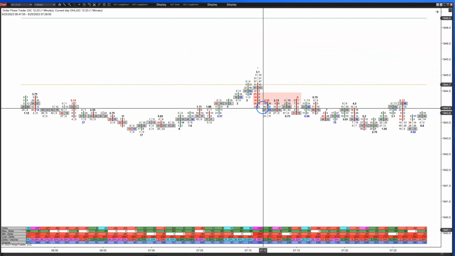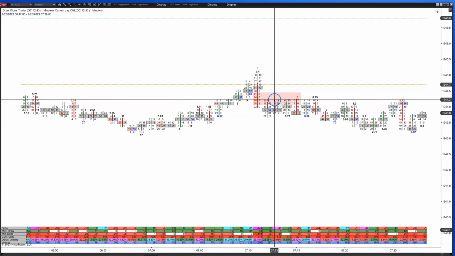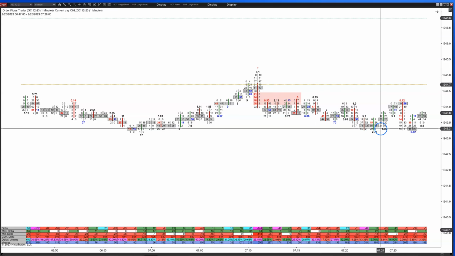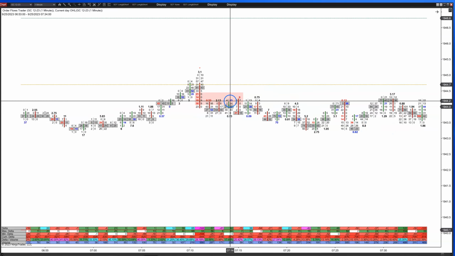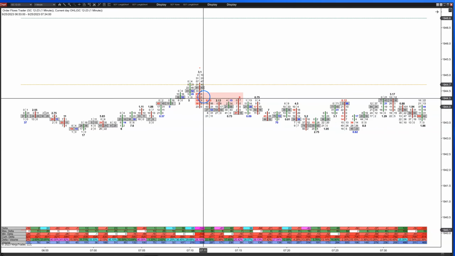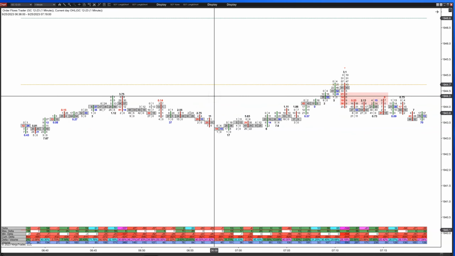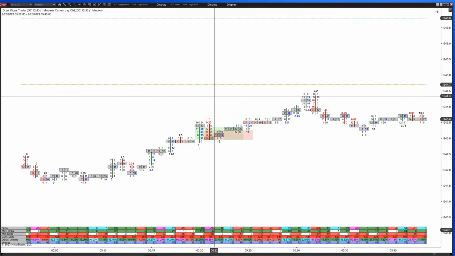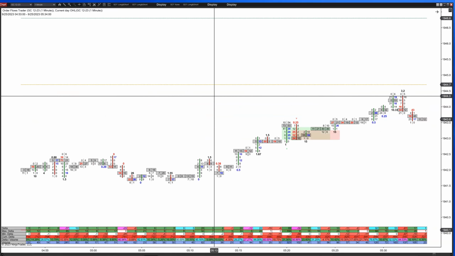Okay, here, another one. Stack selling imbalance. We're testing it. We're coming back inside, and then we sell off. It's not a massive sell off, but it's holding below. So that's how you can use these zones to trade pullbacks into selling imbalances.